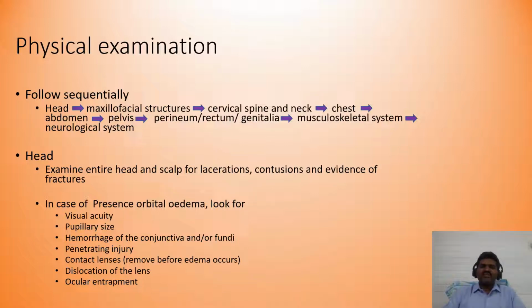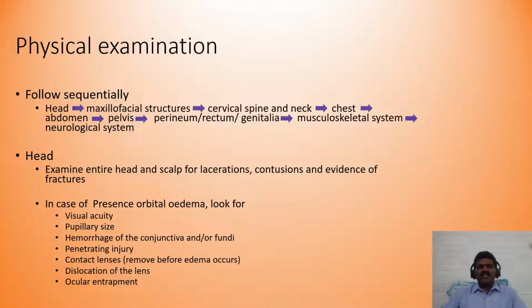You have to sequentially examine the head. Start with your two hands behind the head, palpate the occiput, and then check for midline cervical spine tenderness, and then follow that over the scalp and the maxillofacial structures, cervical spine and neck, chest, abdomen, pelvis, perineum, rectum, external genitalia, including the vagina, and musculoskeletal system, and end with complete examination of the neurological system.